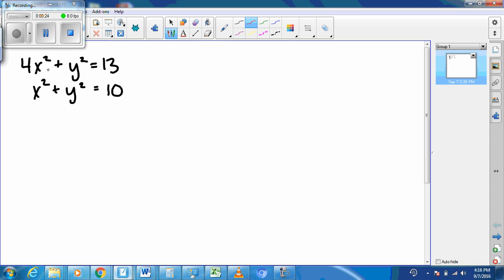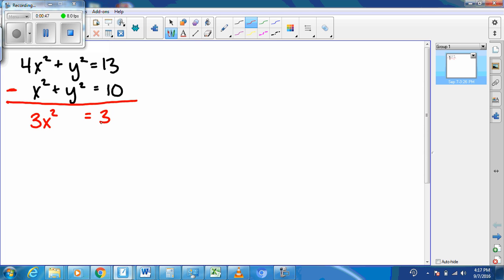I noticed that the y's already have the same coefficient, so what I'm going to do is add or subtract straight down and try to get zeros here. Since they're both positive, the only way to get 0 is to subtract. So 4x squared minus x squared becomes 3x squared. Y squared minus y squared is 0. That's good. 13 minus 10 becomes 3.